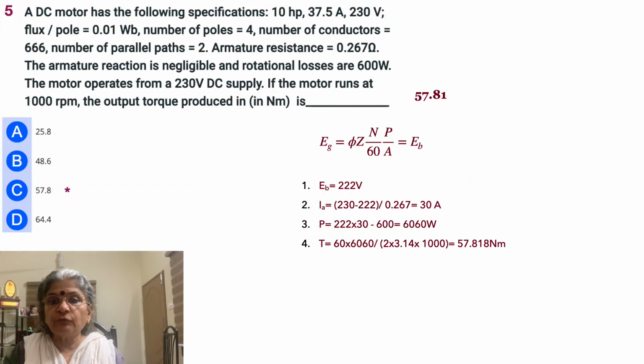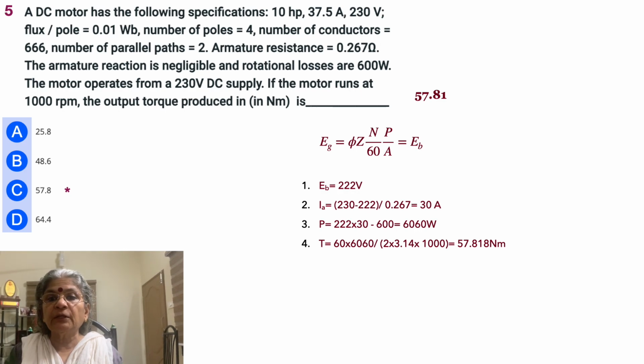A DC motor has the following specifications. Okay, so that's the nameplate things that is given here. 10 HP, 37.5 amps, 230 volt. Okay, and flux per pole is equal to 0.01 Weber. Okay, so per pole is always what is specified, because each pole is responsible for creating the voltage in each of these conductors. Number of poles is equal to 4. Number of conductors is equal to 666. Number of parallel paths. So looks like it's a 4.